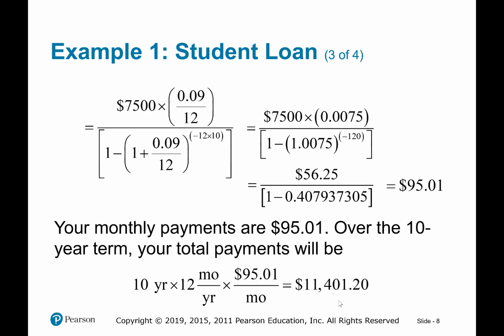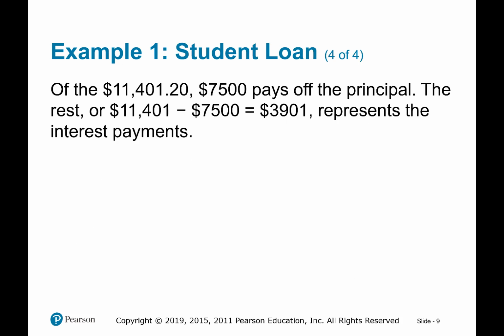Now, what was the principal amount though? The principal amount was $7,500, which means if I subtract that from the $11,401.20, then I get approximately $3,900 that represents the interest that I paid.